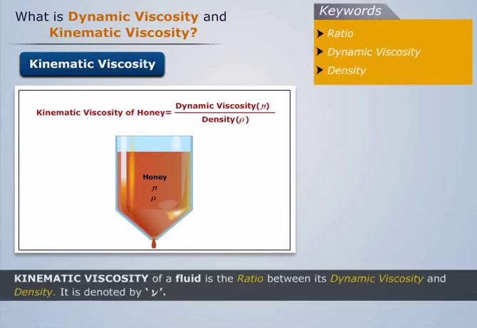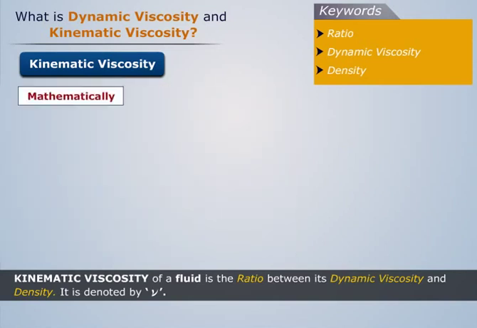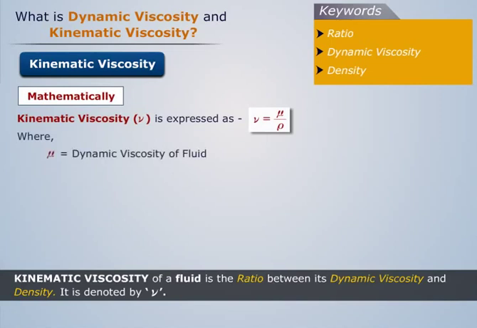Thus, kinematic viscosity of a fluid is the ratio between its dynamic viscosity and density, and is denoted by nu. Mathematically, kinematic viscosity is expressed as nu = mu / rho, where mu is the dynamic viscosity of fluid and rho the density of fluid.